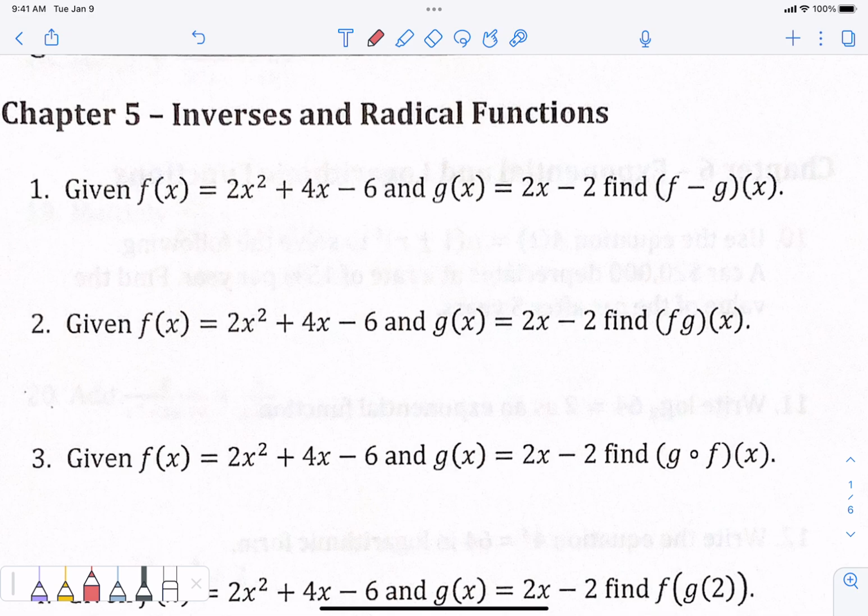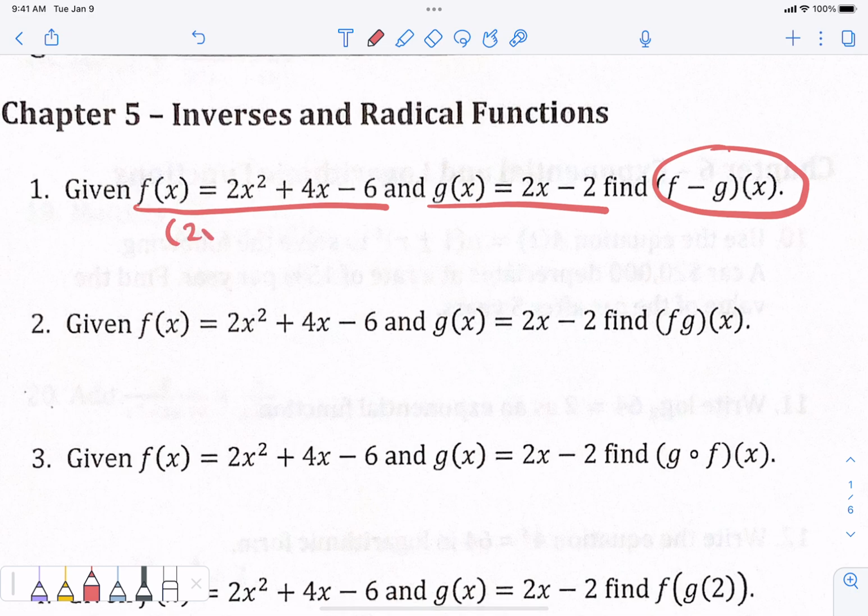So they give us 2 functions. The first one's called f of x. The second one's g of x. What does this say? F minus g. So all we're doing is the f of x, which is 2x squared plus 4x minus 6, and we're doing minus 2x minus 2. That's all we're doing, is we're just subtracting them, right?